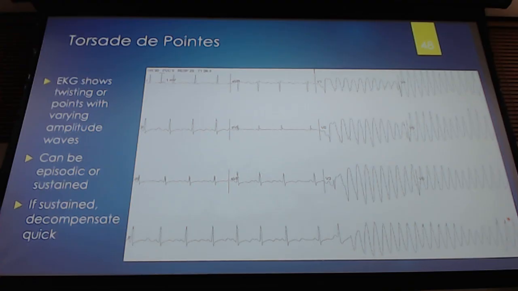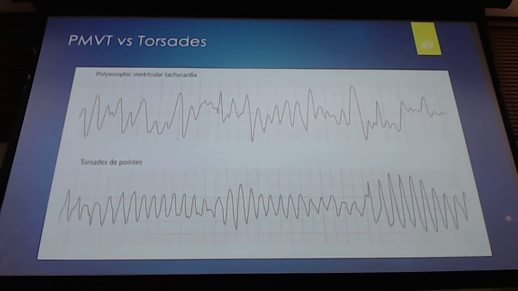Again, if this is sustained, certainly these patients can decompensate pretty quickly. Okay? And it is important to be able to identify torsades because the treatment is different than any of these other arrhythmias. The treatment for torsades, anybody know what the treatment for torsades is? Magnesium. If you don't give them magnesium, they will degenerate into a fatal arrhythmia.